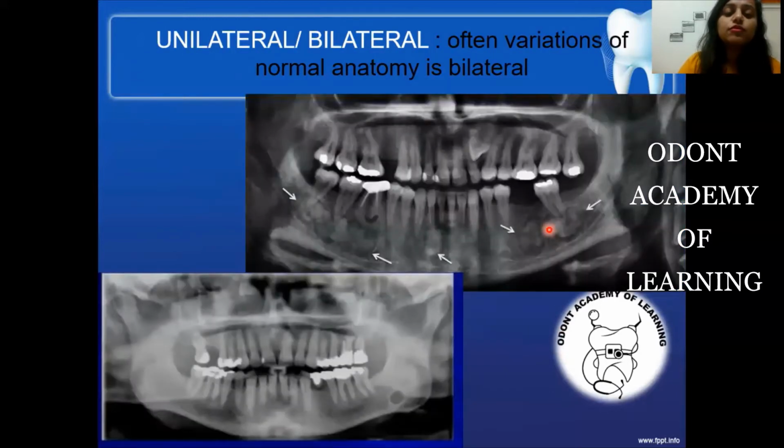Next, it comes to whether it is unilateral or bilateral. Unilateral, again very self-explanatory, is if it is only present on one side, or bilateral if it is present on both sides. Now, this is important because usually anatomical variations are bilateral in origin, whereas the pathology is usually unilateral.